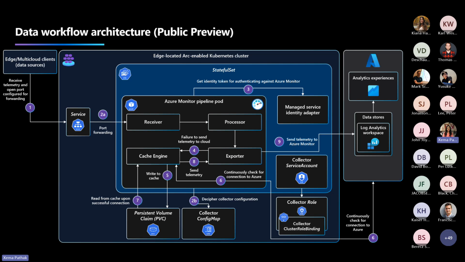So this is how the stateful set or the pipeline instance will work. One thing to note over here is any data that is older than 48 hours will be dropped. We only support caching up to 48 hours.